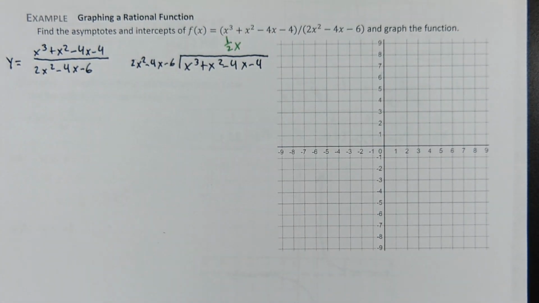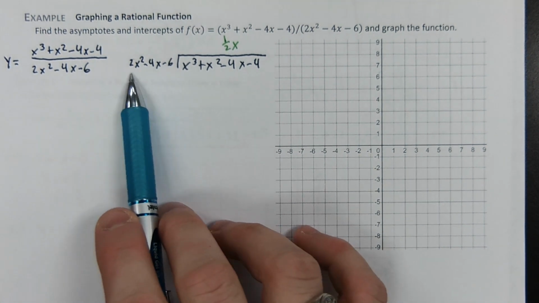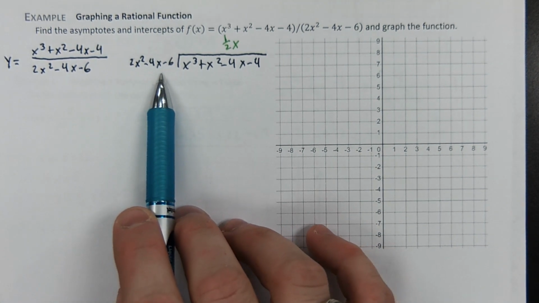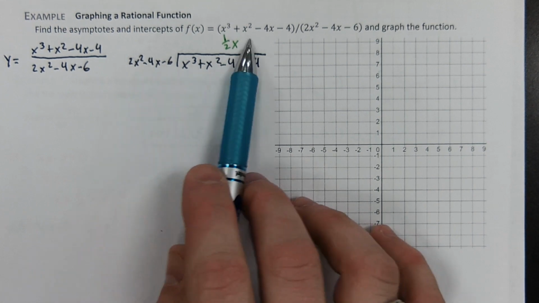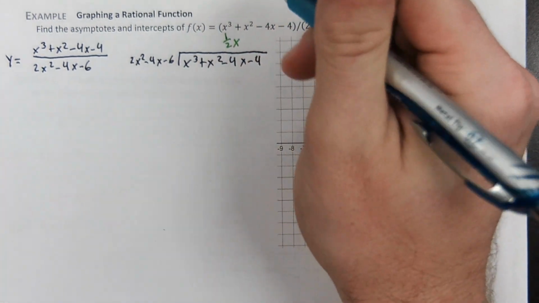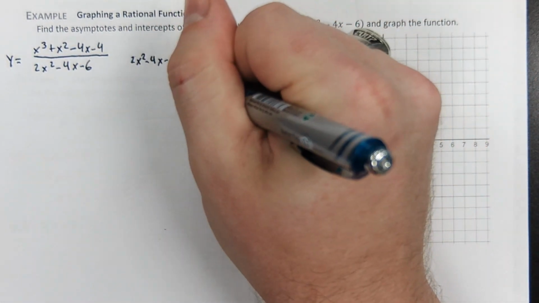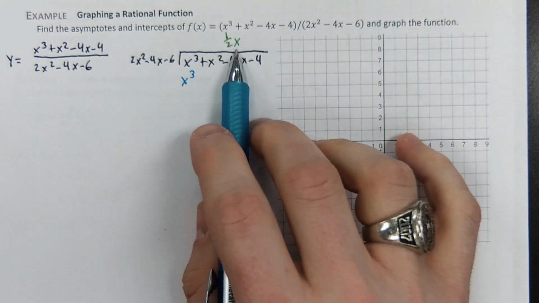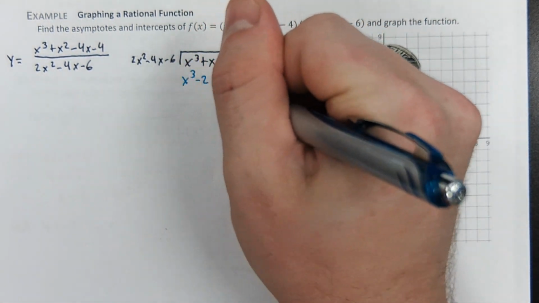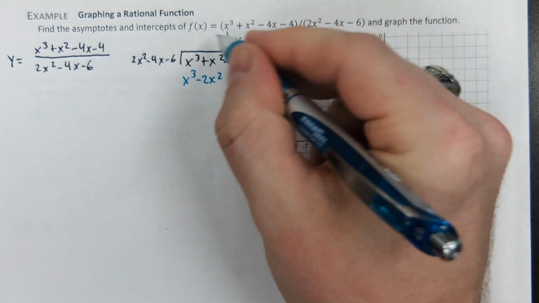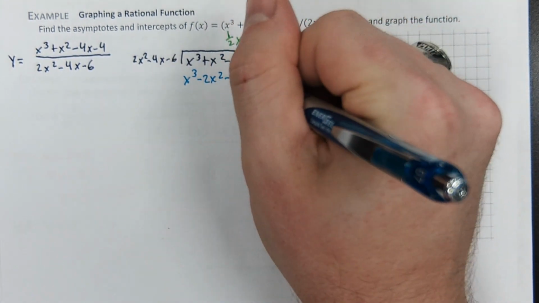And you'll distribute the 1/2 x. Luckily, all of these numbers are even, so they all cut in half pretty easily. Half of 2 is 1. x times x squared is x to the third. So I have a 1x to the third. Half of -4 is -2. x times x is x squared. Half of -6 is -3, and there's an x.